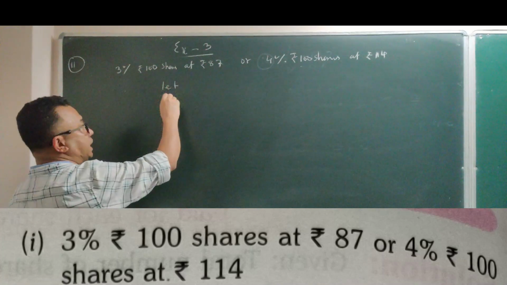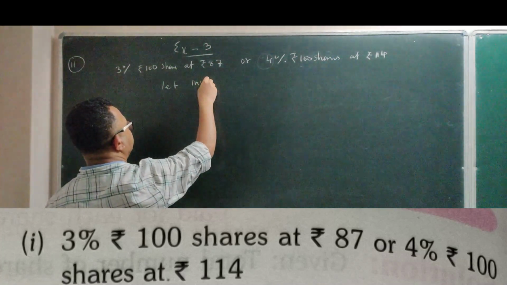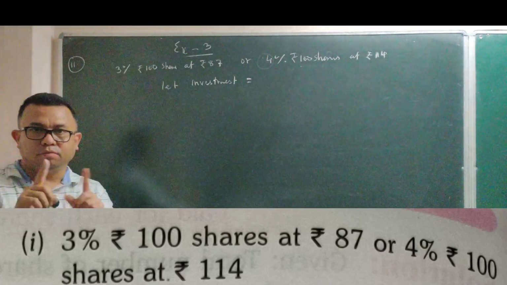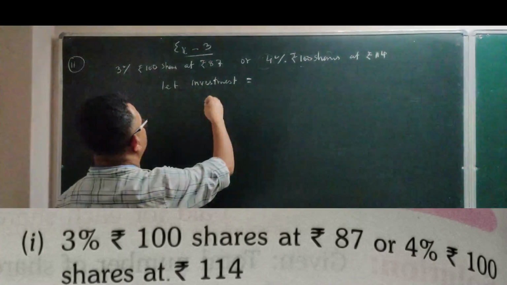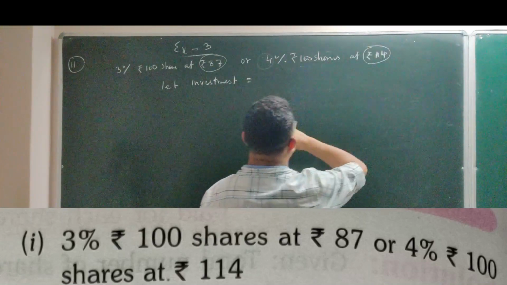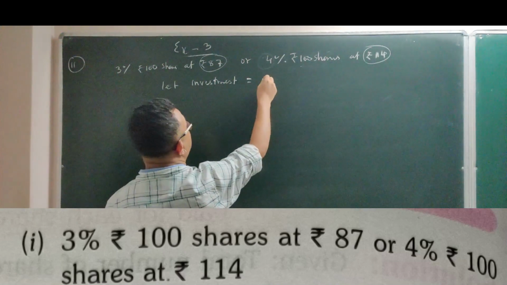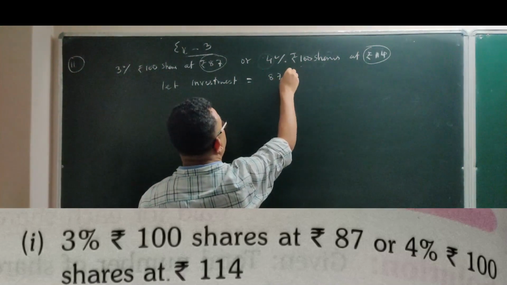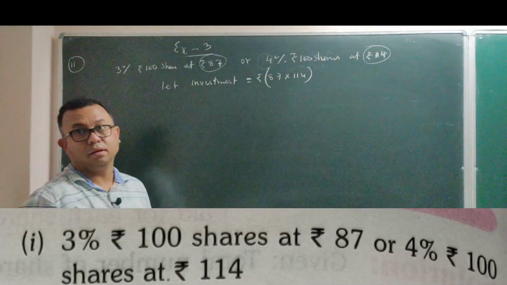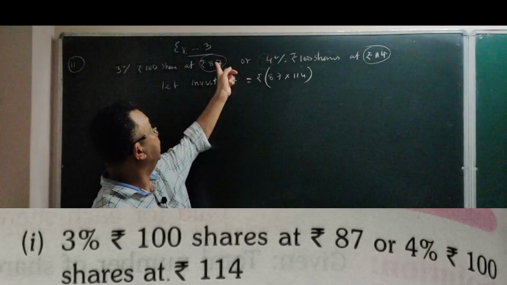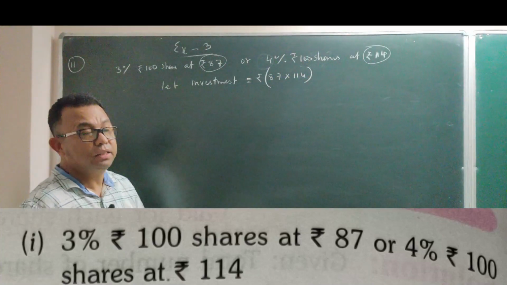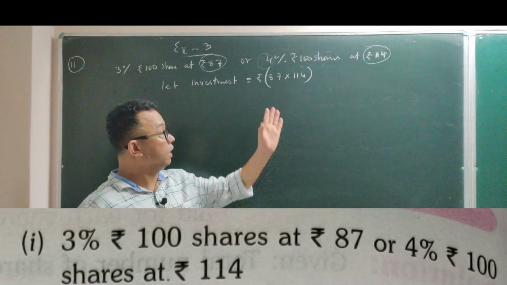Instead of taking investment as X, let the investment in both the shares be equal to the product of the market values of both the shares. The market value of the first share is 87 and the market value of the second share is 114. So I'll write let the investment be 87 into 114. Don't multiply, keep it in product form only. See, 87 is the market value of the first share and 114 is the market value of the second share. You'll see why we are writing this.